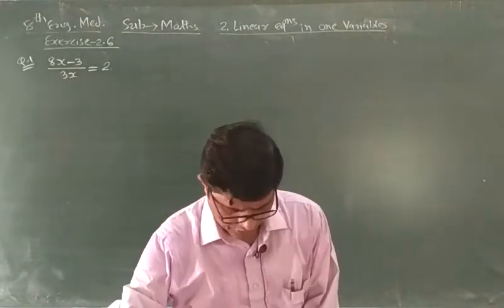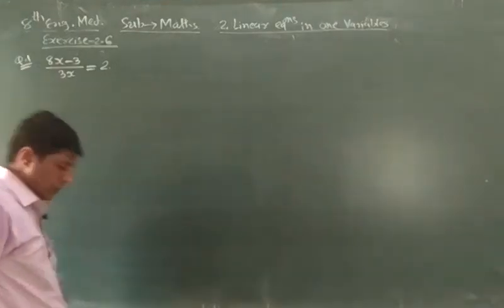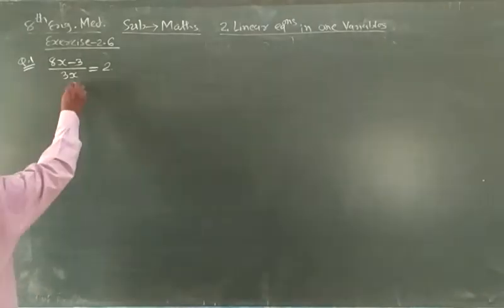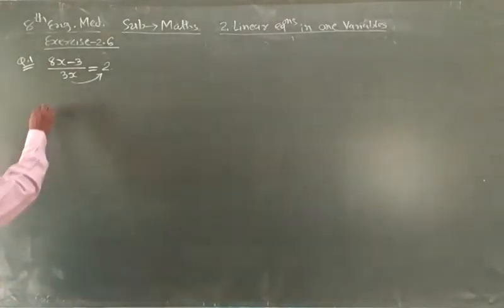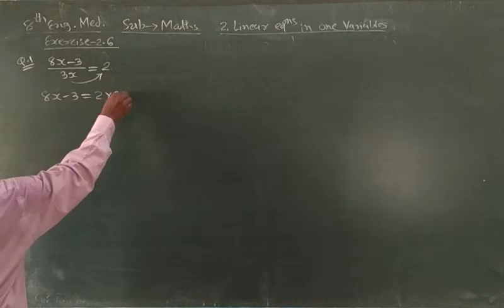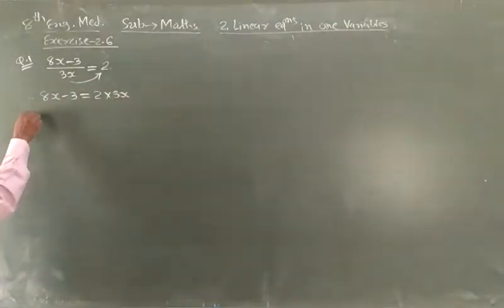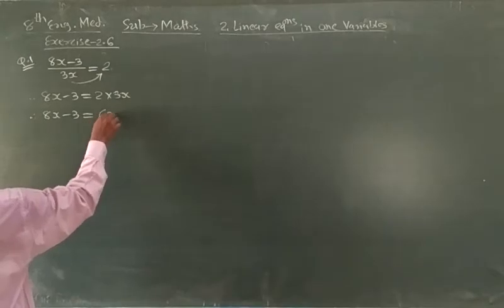So first here, what are you doing here? This multiply, divide going this side, so multiply. 8x minus 3 is equal to 2 into 3x. 8x minus 3, 2 threes are just 6x.